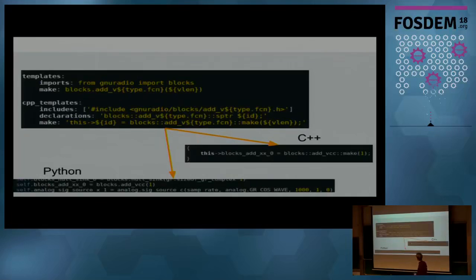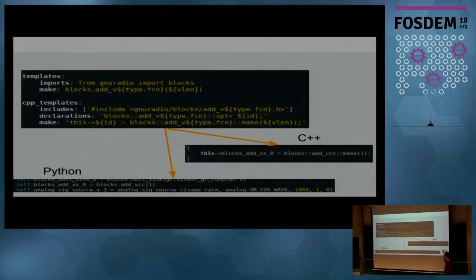So here's an excerpt from a YAML block. This is from the add block from gr-blocks. It's very simple. So the templates part, that's the Python code. And all the curly brackets with the dollar signs in front, that's where the parameters come in. And all that becomes this line in the middle here for the Python code.